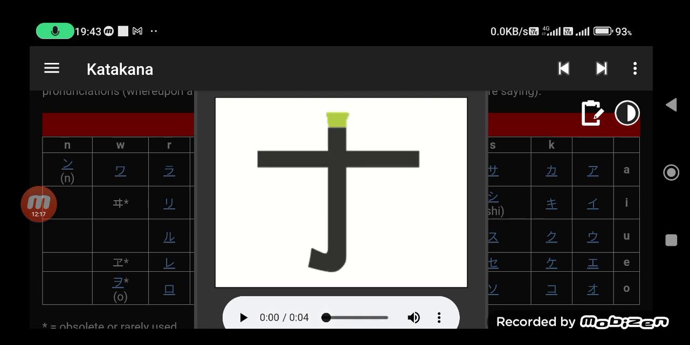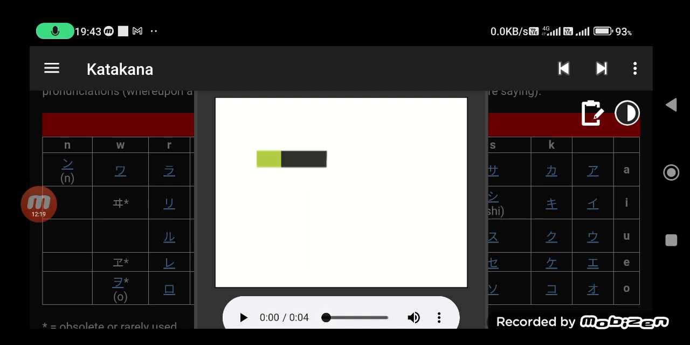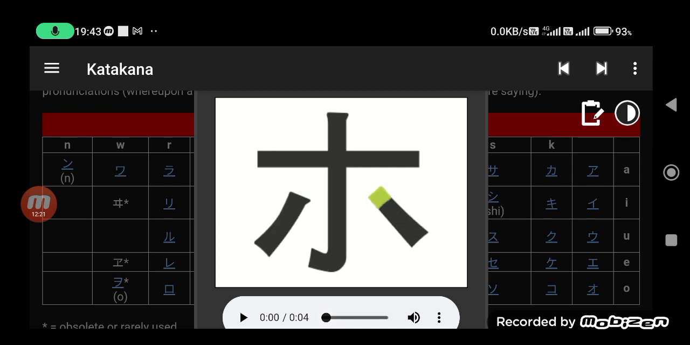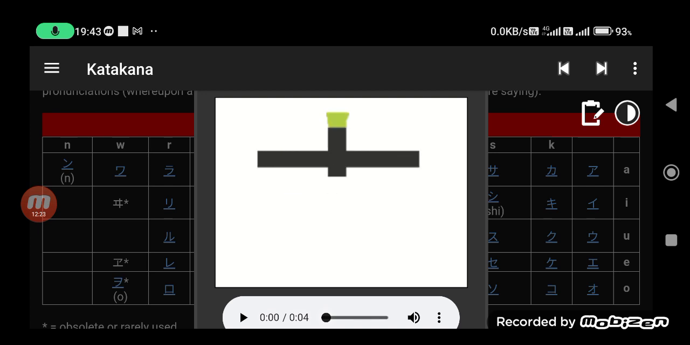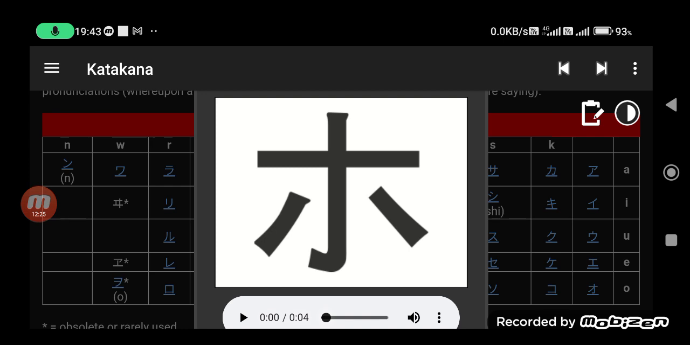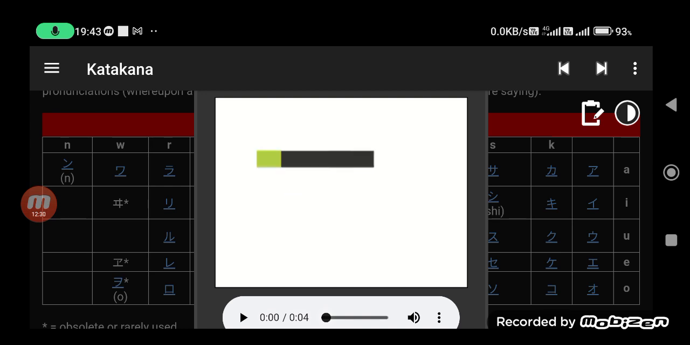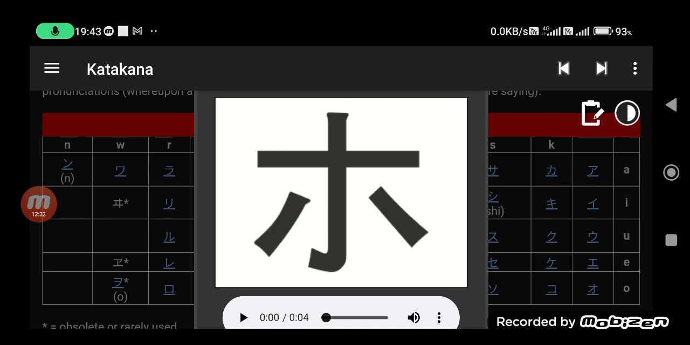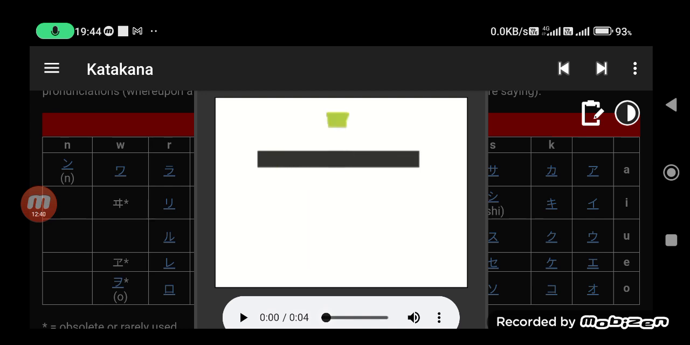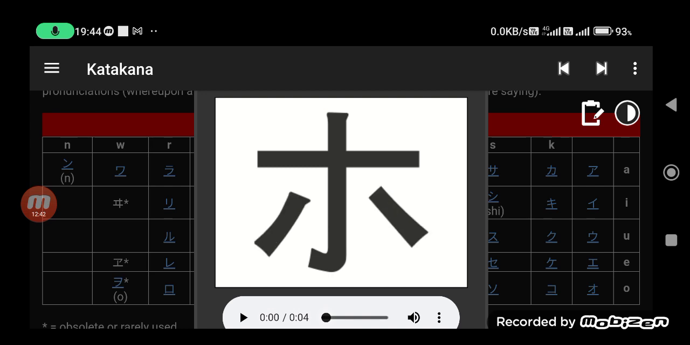And the ho. This katakana ho is once again a proof that these kana writings are shorthands or were derived from Chinese characters, just like in ho. How many strokes was that? 4 strokes. 1, 2, 3, 4. Again. 1, 2, 3, 4. Okay.